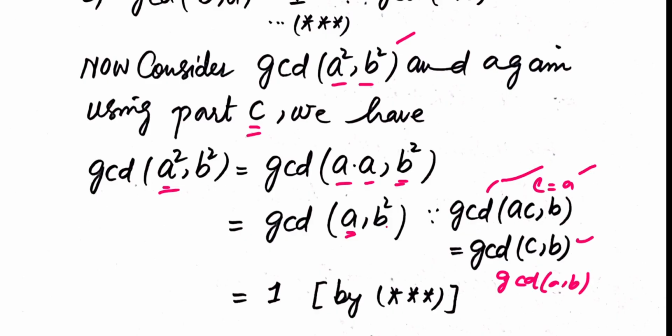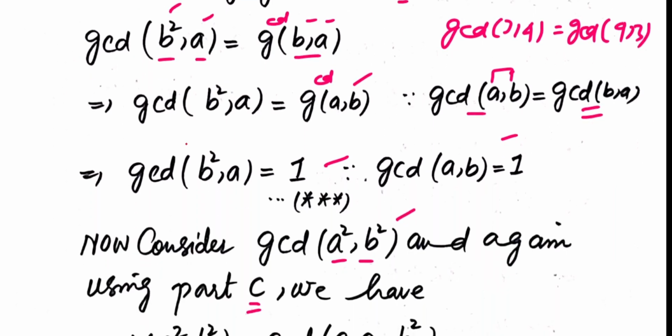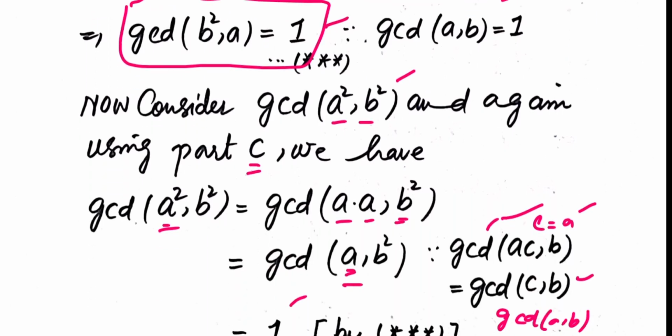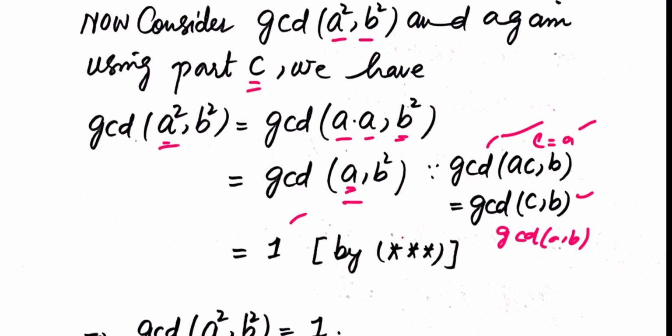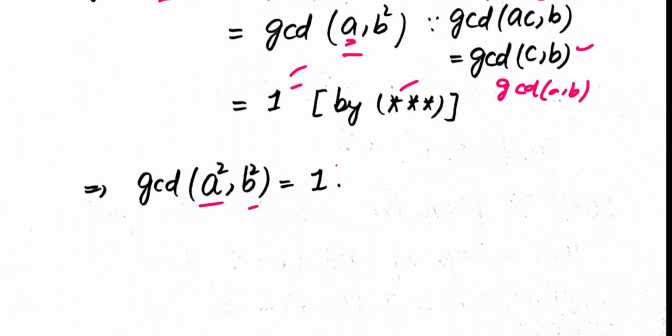Above we have shown that GCD of A and B square is equal to 1. This is my GCD of A and B square is equal to 1. From triple star, GCD of B square and A is equal to 1 means GCD of A and B square is also equal to 1. So using this fact, from triple star this is equal to 1, hence this implies GCD of A square and B square are both relatively prime, meaning to say that this is 1.